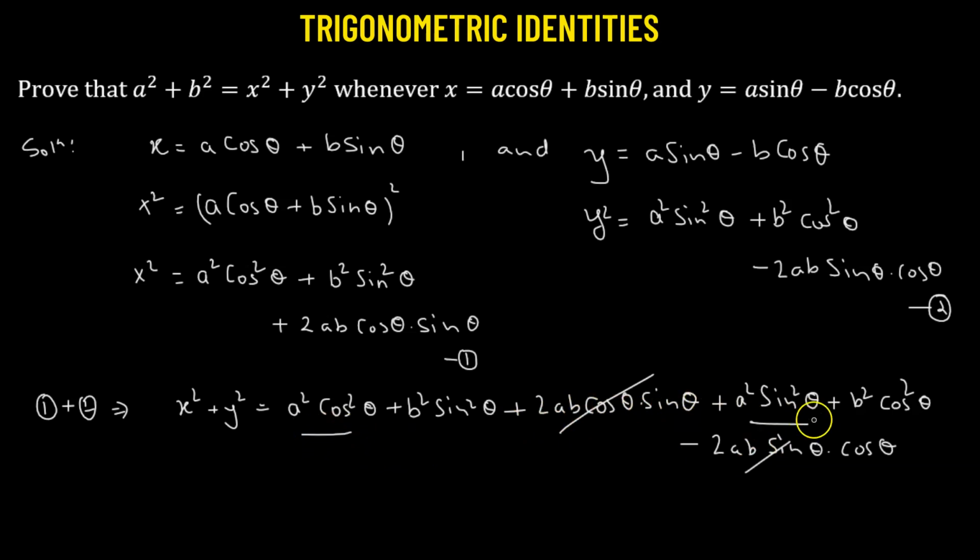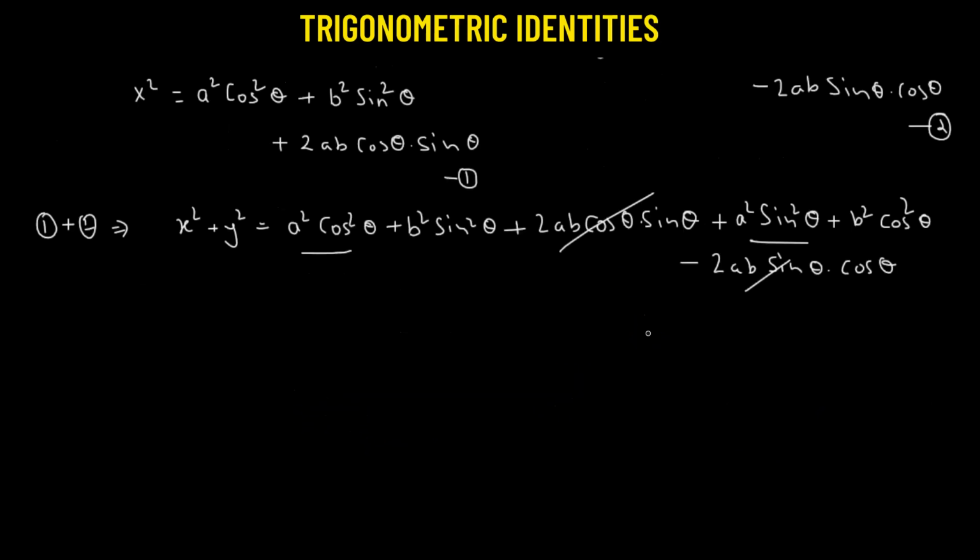Here we can quickly cancel out 2ab cosine theta sine theta, and now we're going to combine a squared cosine squared theta with a squared sine squared theta by taking a squared as the common factor. We have a squared times cosine squared theta plus sine squared theta. Then we will combine the remaining terms, b squared sine squared theta plus b squared cosine squared theta, by taking b squared as the common factor. That will get multiplied to sine squared theta plus cosine squared theta.